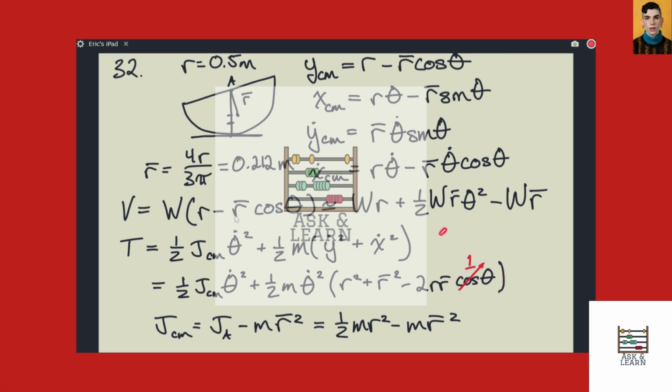If we used 1 minus 1/2 theta squared, we would get a term that looks like theta dot squared times theta squared, and that's more than quadratic. If both theta dot and theta are considered small, then this term is very, very small, much smaller than a term that looks just like theta dot squared. So we can just use our approximation of cosine of theta equals 1 here.